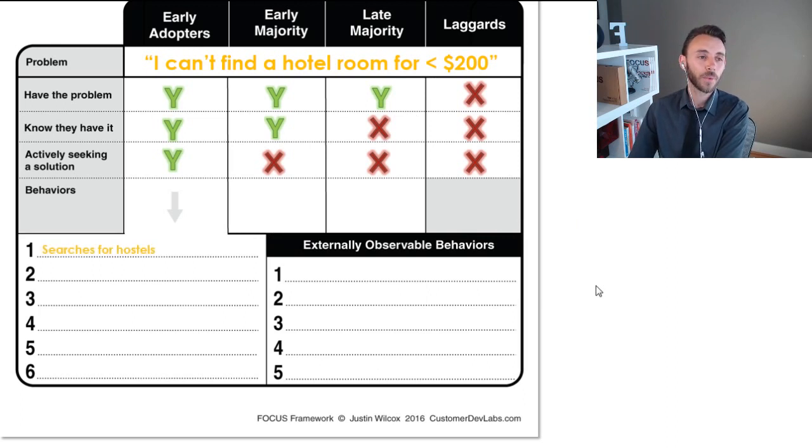First one, searches for hostels. So fine, hotel rooms are all booked up, they're too expensive. I'll go search for a hostel and I'll see if I can stay there. So you try and see if you can come up with at least 4 more behaviors. I'm going to give you a couple minutes to go do that.